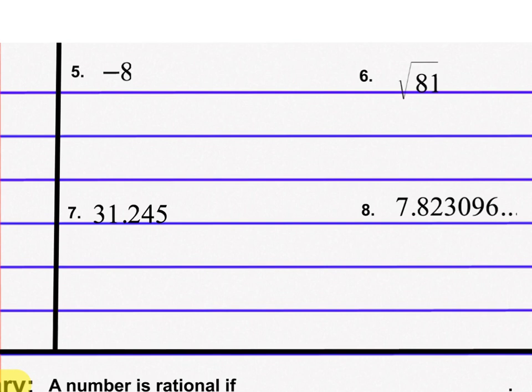Okay, so number 5, -8. Sometimes people get thrown off by the negative number, but that is still an integer. As a hint, that is still an integer. So the correct answer for number 5 is rational because -8 is an integer.